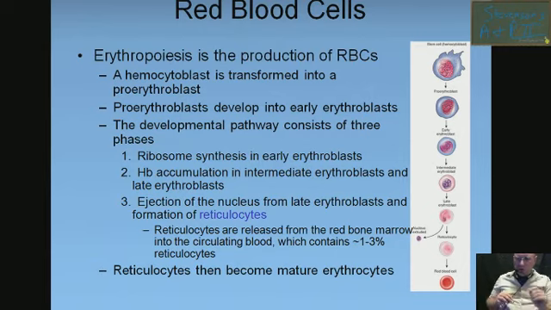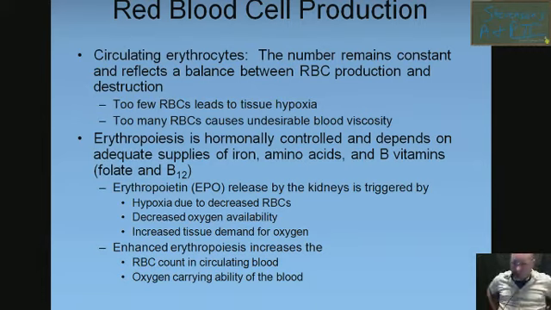Okay, reticulocytes are released from the red bone marrow into the circulating blood, which contains about 1 to 3% reticulocytes. And then these reticulocytes, or immature red blood cells, then become mature red blood cells, or erythrocytes. Okay, circulating erythrocytes: the number remains constant and reflects a balance between red blood cell production and destruction.